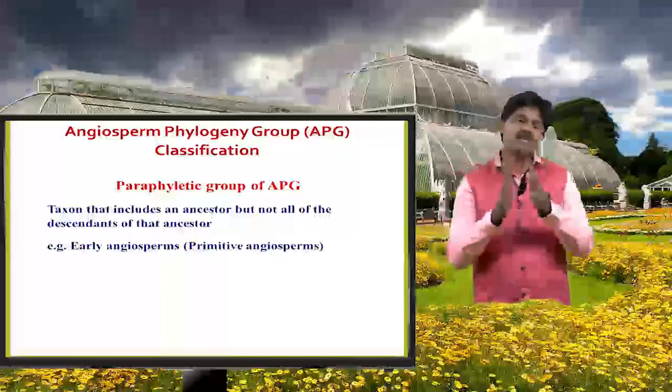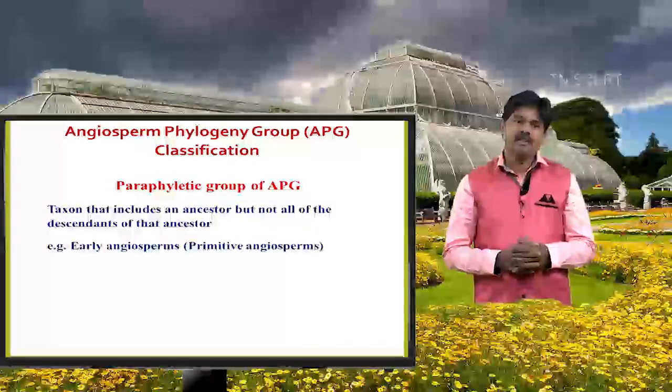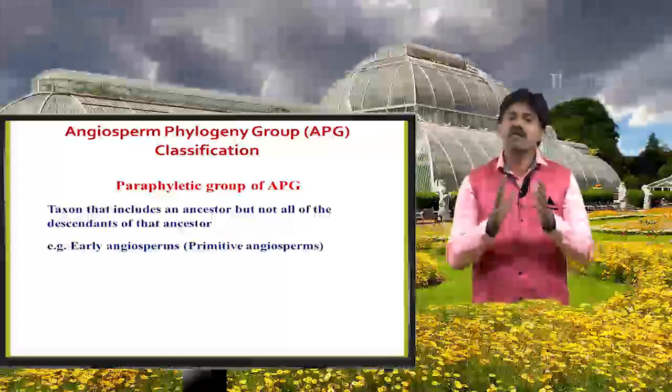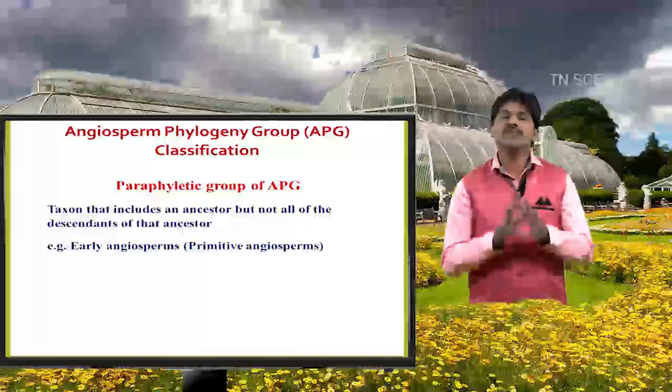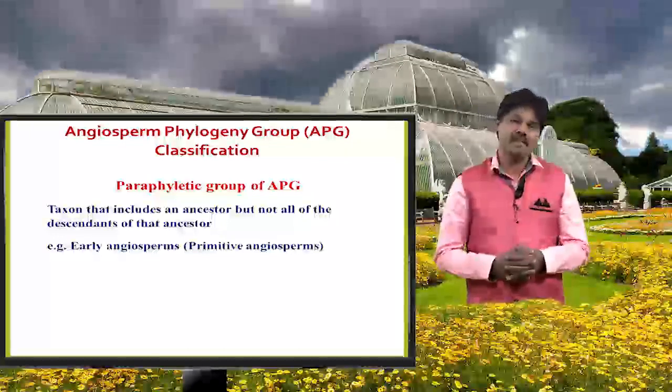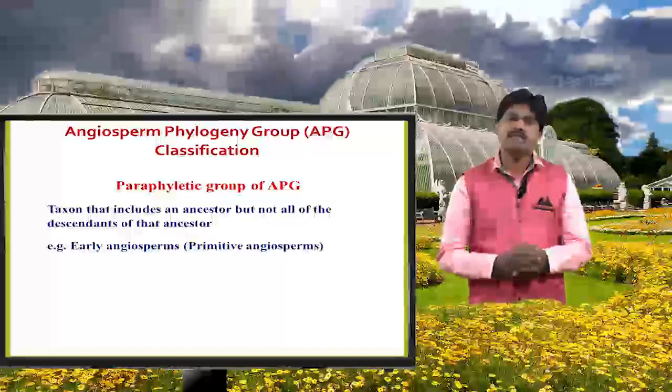Students, what is paraphyletic? Taxa which include the common ancestor but not all the descendants of that ancestor. So that is why it is called paraphyletic. So early angiosperms are paraphyletic.